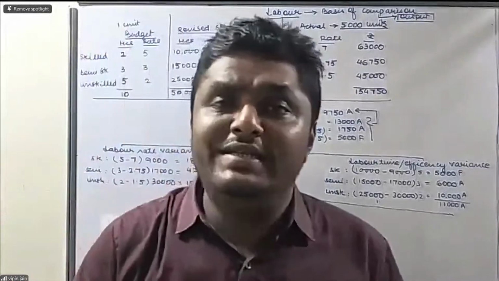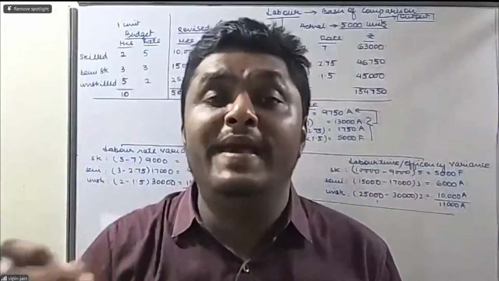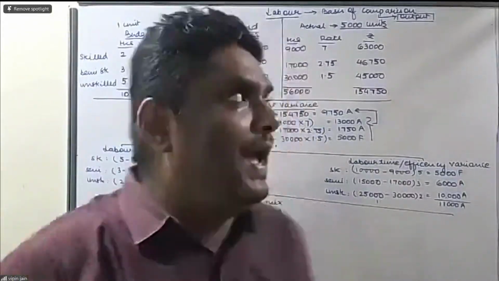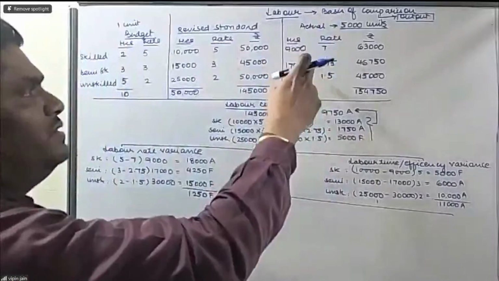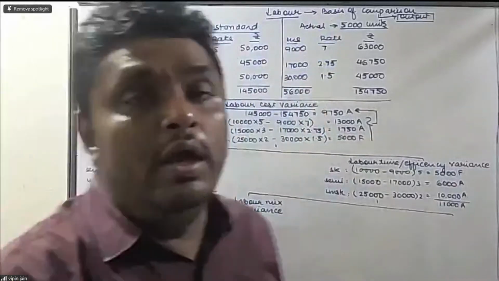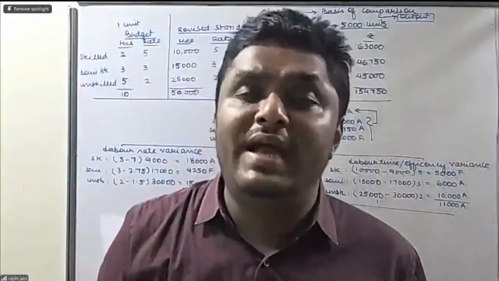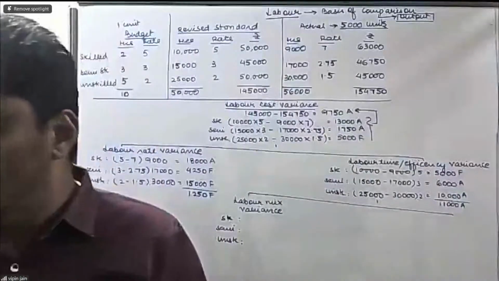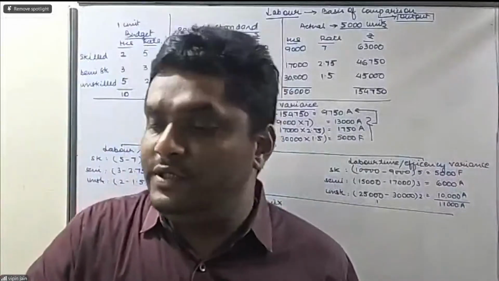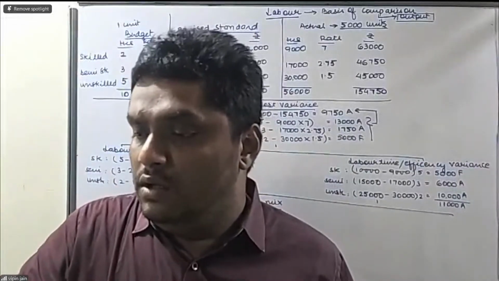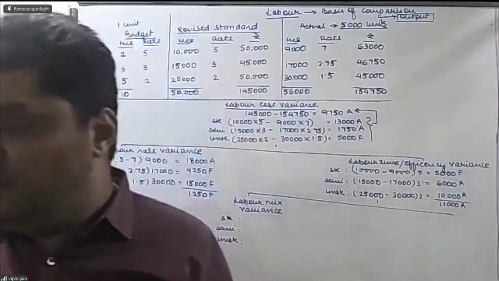Now, can you guys tell me what should be the mix? The actual is 9,000, 17,000, and 30,000. Can you guys tell me what will be the standard mix? Waiting for your answers now. I've discussed 4 to 5 questions in respect of material, so just waiting for your answers, guys.